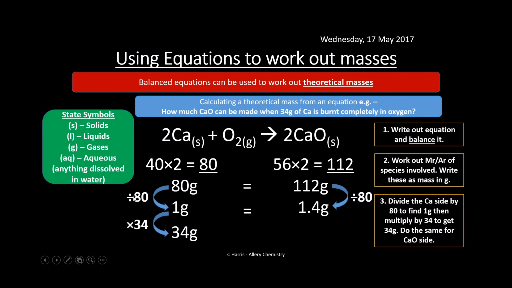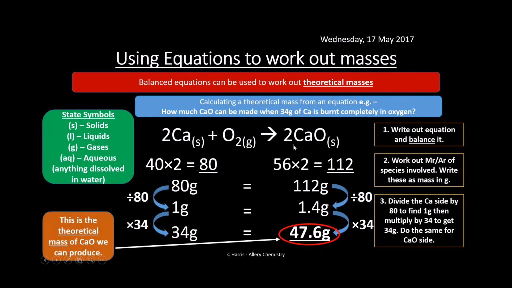So we divide this by 80, do exactly the same on this side, 1.4 grams. So 1 gram of calcium produces 1.4 grams of calcium oxide. So therefore 34 grams will produce 47.6 grams of calcium oxide. Okay, so you can see here, obviously that's the final answer. This is the theoretical mass. This is the maximum amount of calcium oxide we can produce. So this is what we call a theoretical mass.